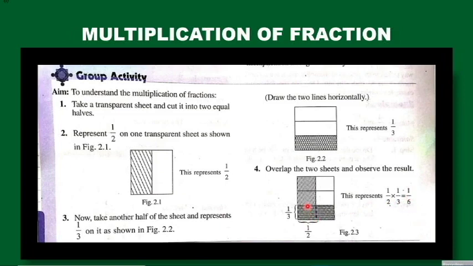If you have 2 common shaded parts, then your answer would be 2 by 6. If you have 3 common shaded parts, then your answer would be 3 by 6. But in this condition we have only 1 shaded part, so our answer is 1 upon 6. Hope you understand this activity. If you still have any doubt, you can ask me, but you have to perform this activity at home, and then ask me your questions.